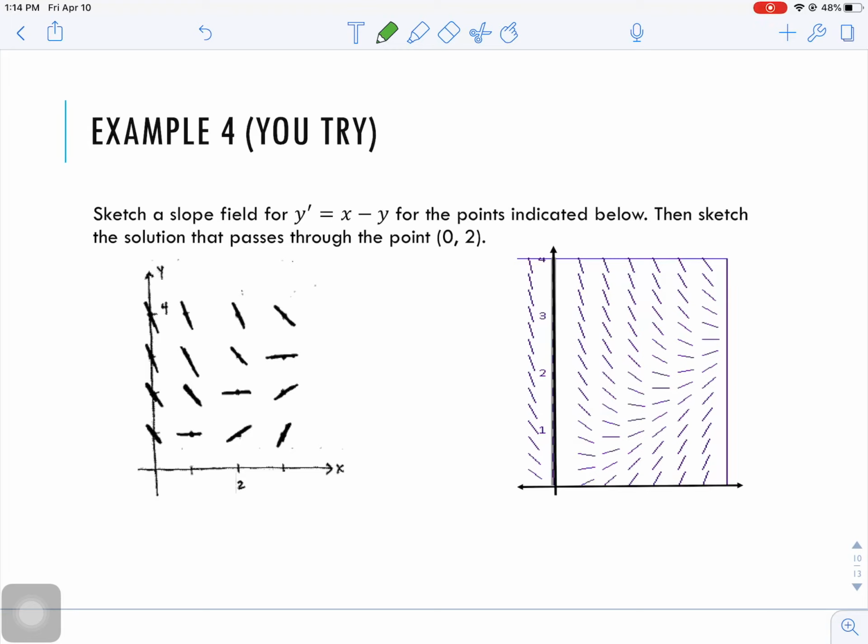Okay. On the right side, I've shown you a computer-generated slope field for the same differential equation. That's plotting more points. We just plotted kind of the unit points. This one plots like every quarter point, I think, or something like that. And you can just see the slope field come together with greater precision. So, second thing we want to do then is sketch a solution curve that passes through the point 0, 2. So we plot the point at 0, 2, which is right here.